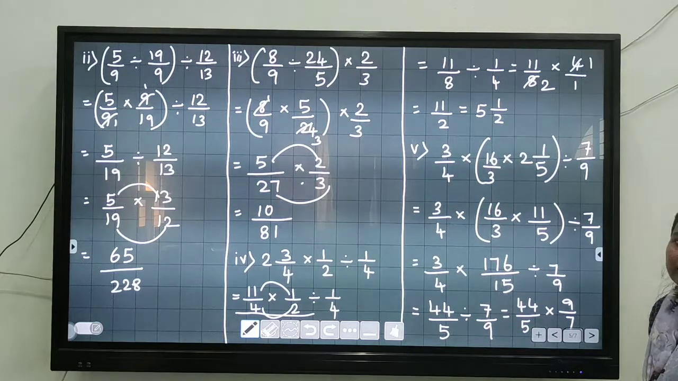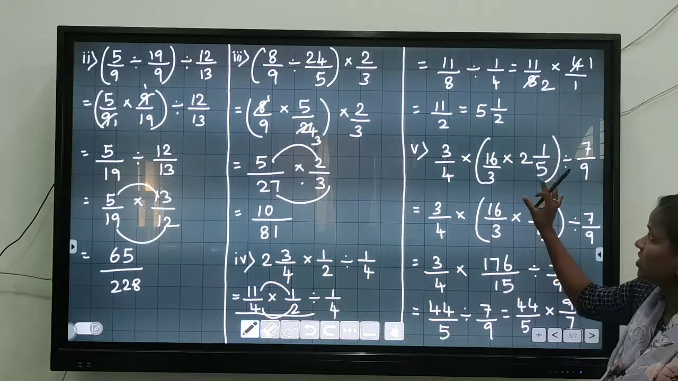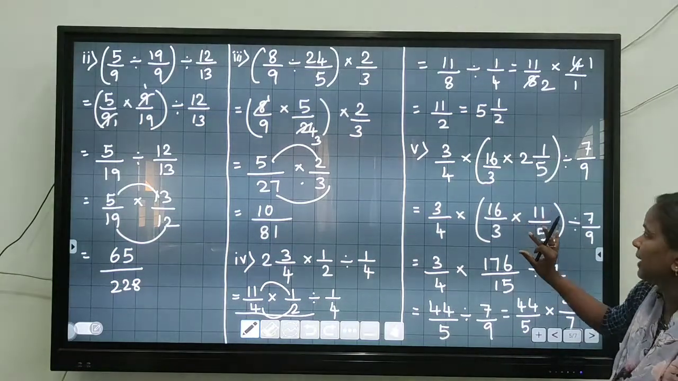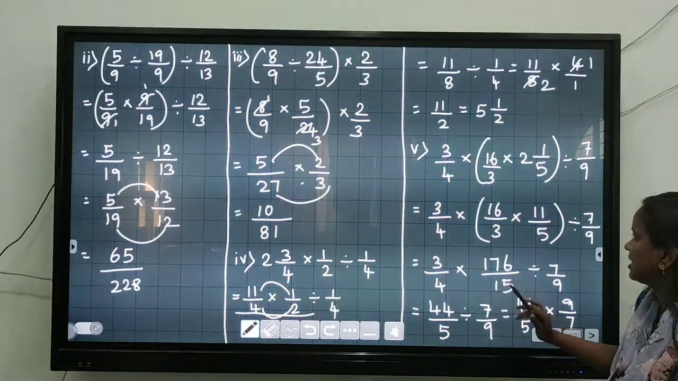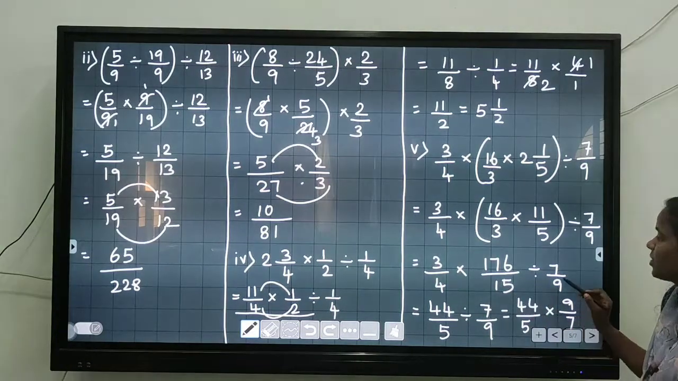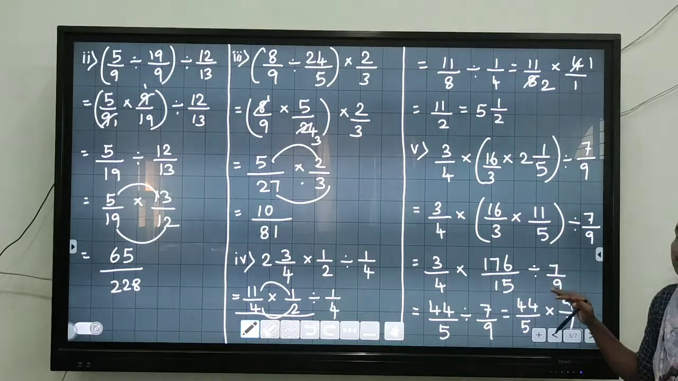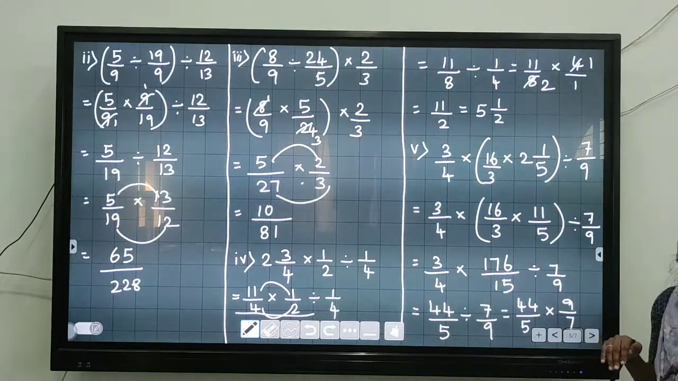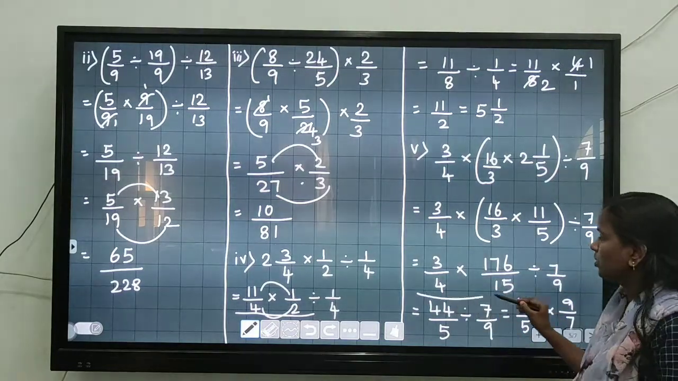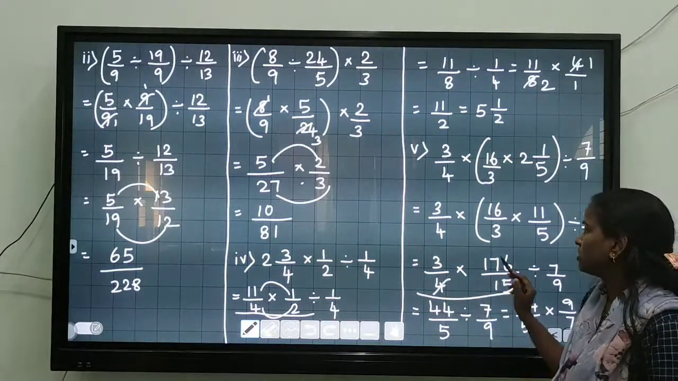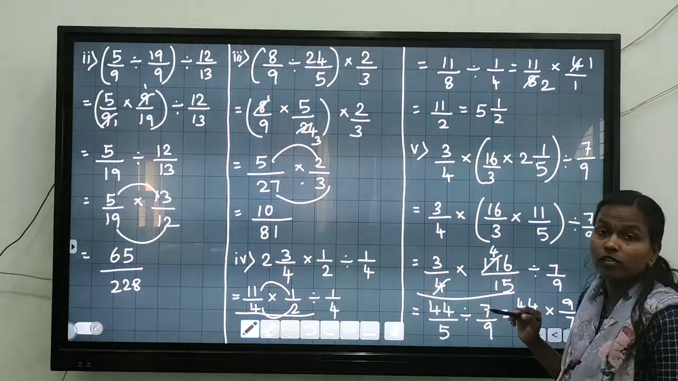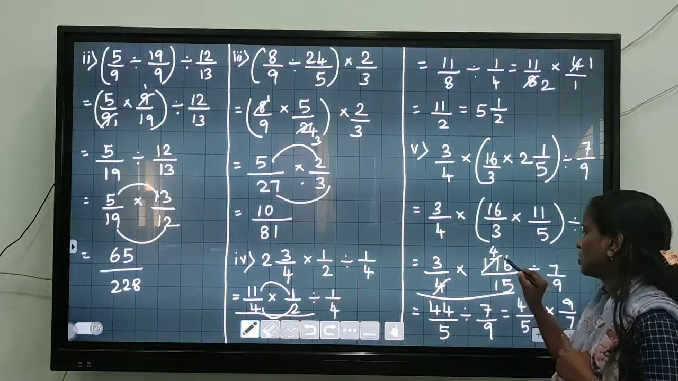5 divided by 7 by 9. First we have to solve what is given inside the bracket. If you solve, you will get the answer as 176 divided by 15. Then here multiplication and division are given, which means we can solve from the left hand side. So first I am going to solve these two terms. 1 4s are 4, 4 4s are 16, remaining 1. So I am writing 1 here.